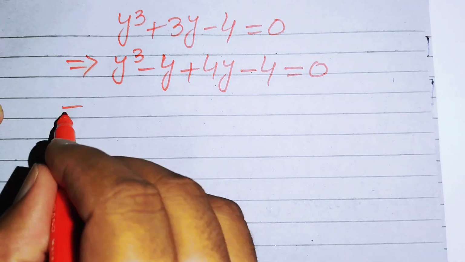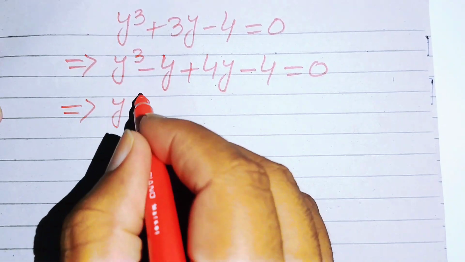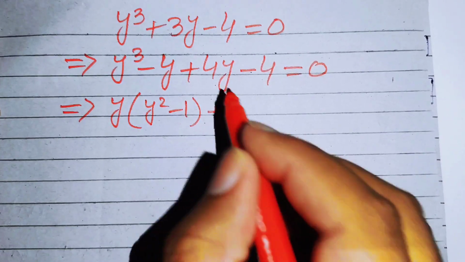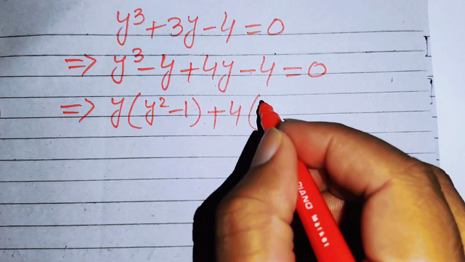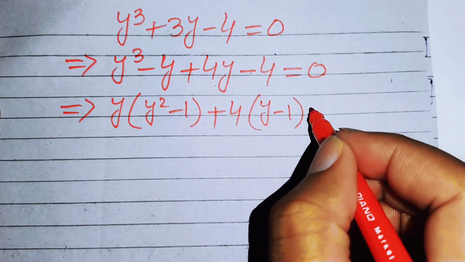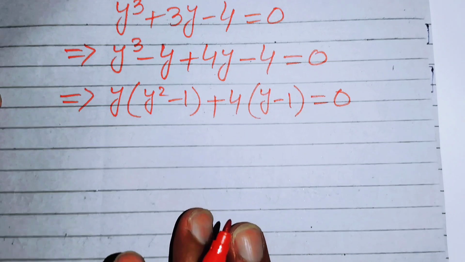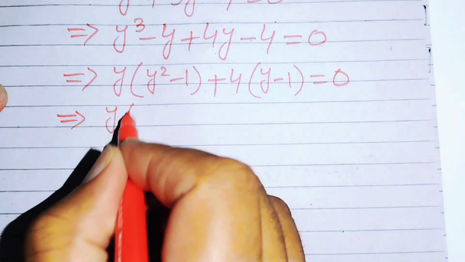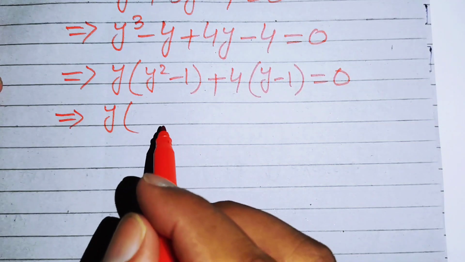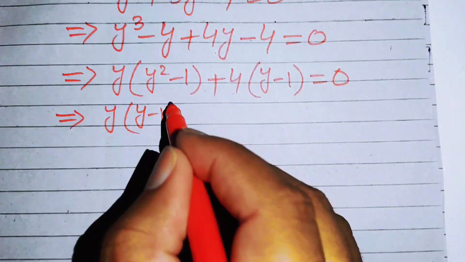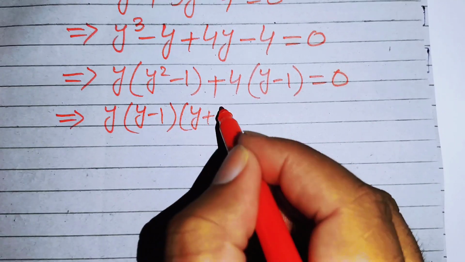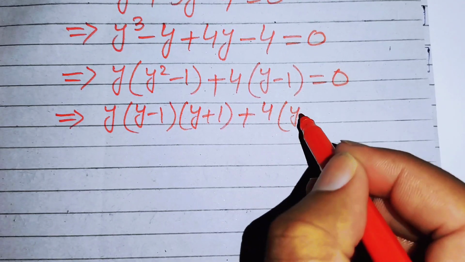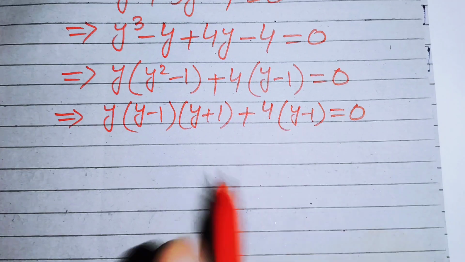Now we will take common y from first two terms and you get y square minus 1, and here we take common plus 4 on the next two terms and you get y minus 1 is equals to 0. So now we can open this formula here, y square minus 1 square, it is equals to y minus 1 times of y plus 1, and here you have 4 times of y minus 1 is equals to 0.